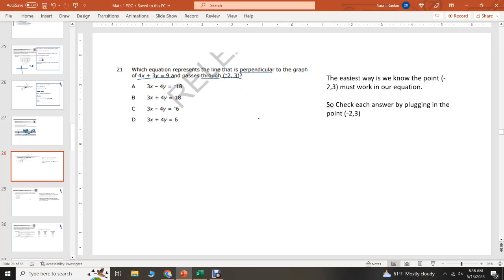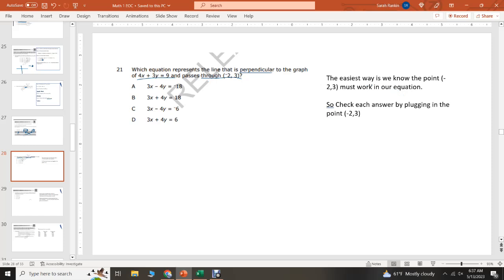Okay. So a couple ways you could do this. You could put this in the y equals mx plus b format, figure out the slope, take the negative reciprocal, and then put it into point slope formula and figure out the equation.